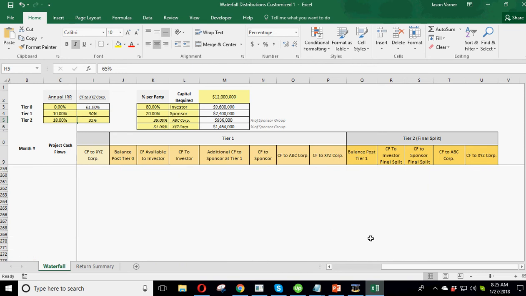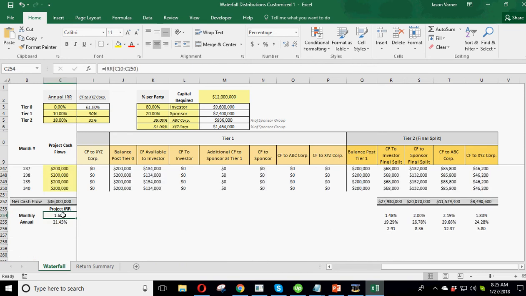And if you go to the bottom, you can see the project internal rate of return is here, the monthly and the annual. And then here's the total returns. This is just saying if the investor puts in 9.6 million, they get back a total 27 million. So that's not net, that's the total back. So their net would be like 16 million or something of basically return on investment. But this is total distributions in order to get an equity multiple. This is the equity multiple here. This is the annual IRR, monthly IRR.